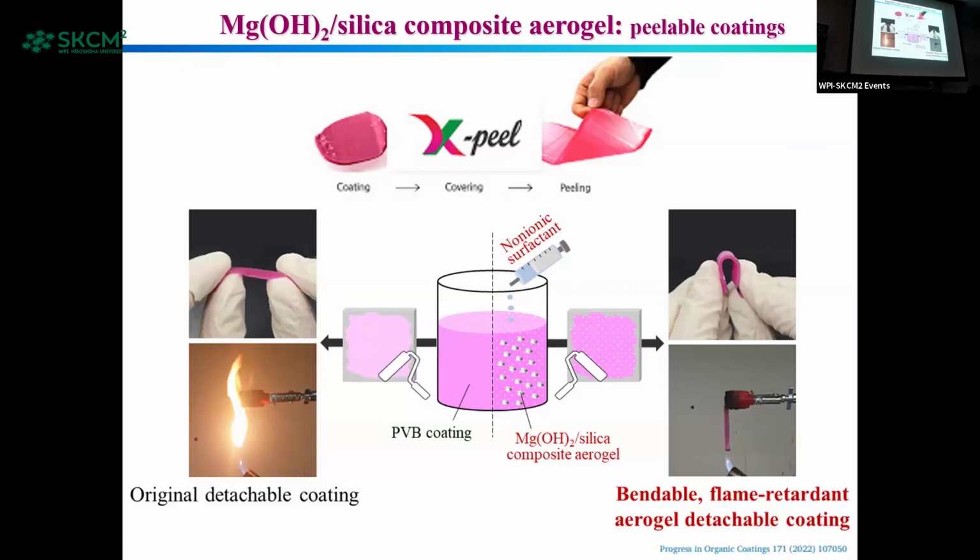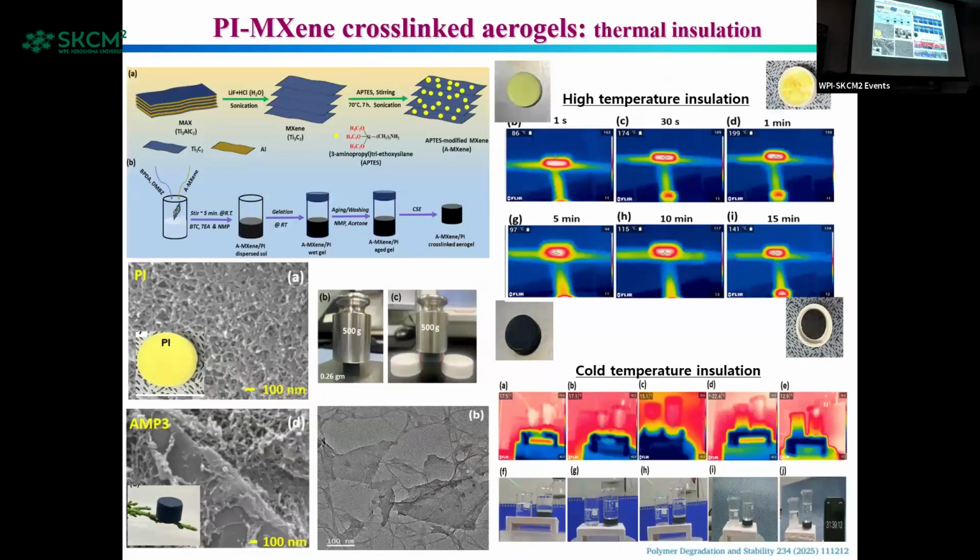If we compare here, this is the original detachable coating X-Peel product that we got from the company, and it is not that bendable. It is very thin, and it can catch fire within a second. That is the disadvantage, and we removed it. We used some MgOH2 silica composite aerogel, and we achieved high bendability, so mechanical strength for the peelable coating, and also good flame retardancy. It is not flammable for a long time, as we can see from this photograph. That result we obtained from this data.